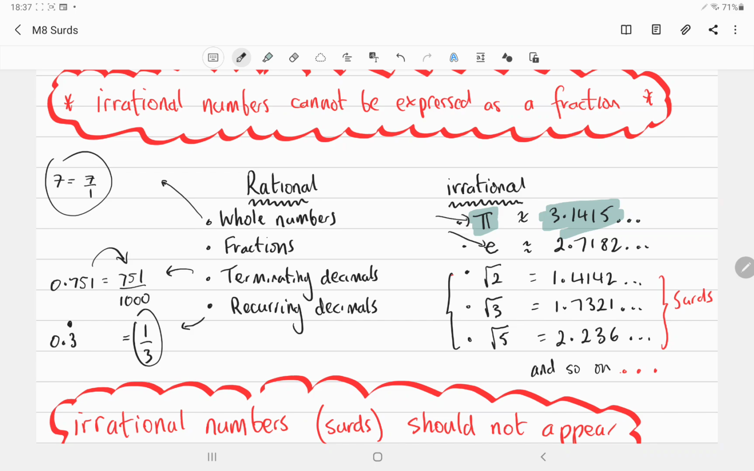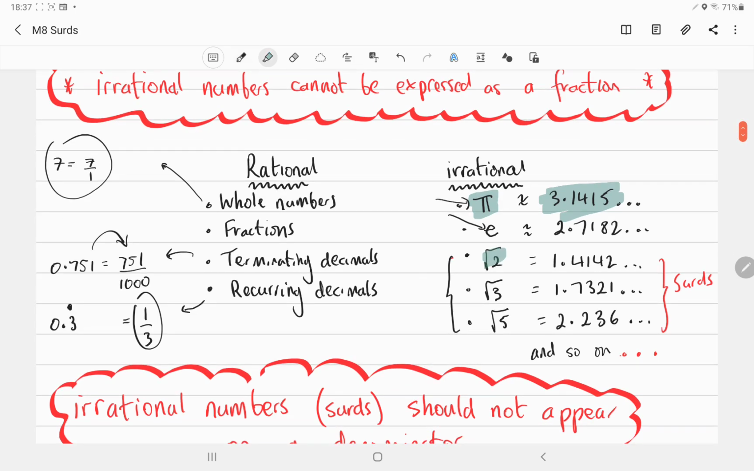Similarly, the letter e represents the number 2.71828 and so on. It keeps going on and on and on. e is another number that you'll use more in A level, but it cannot be expressed as a ratio of two numbers. You cannot write e as a fraction, so we assign the letter e. But we're more concerned really about surds. Root 2, root 3, root 5. Surds that cannot be simplified, so square roots that cannot be simplified, i.e. surds, cannot be expressed as fractions.